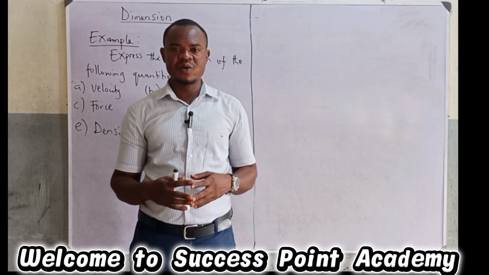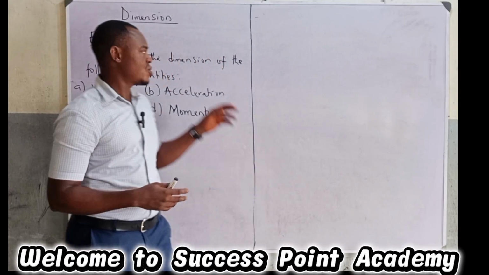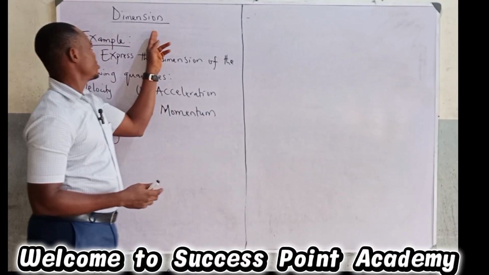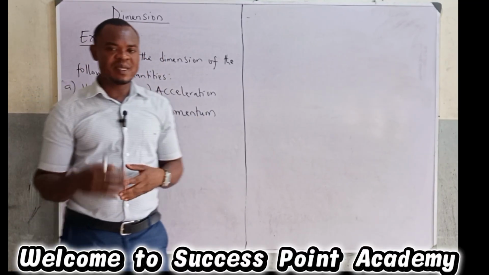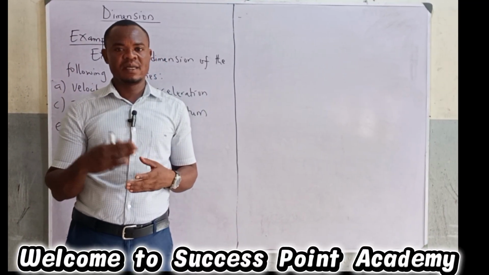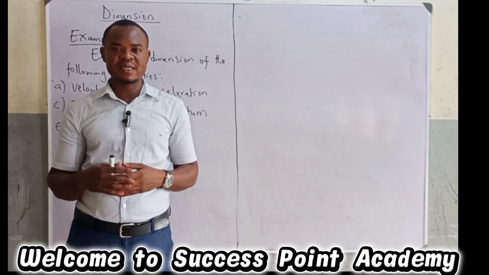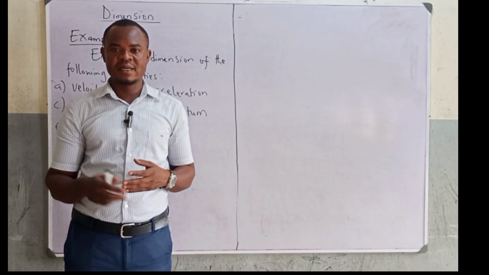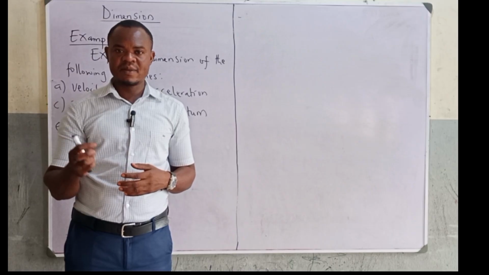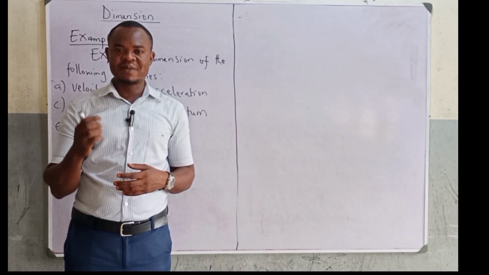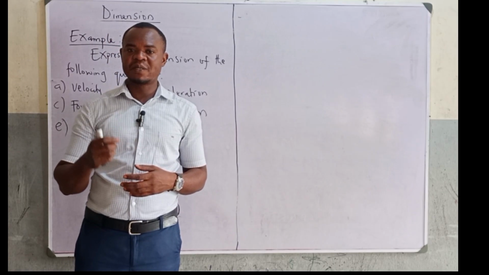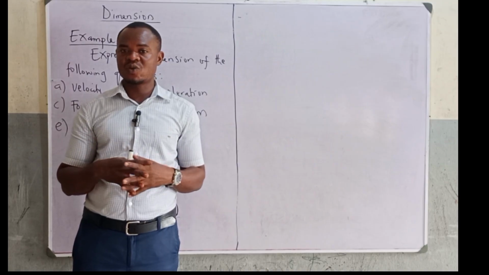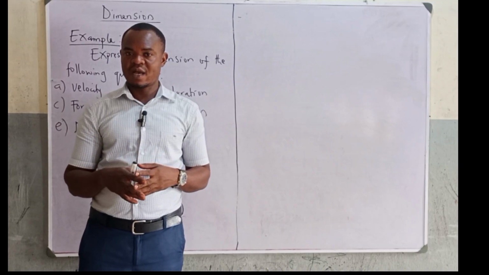In this video we are going to learn dimension. Dimension simply indicates how mass, length and time are represented by their initial capital letter. Length, time, mass, they are represented by their initial capital letter. That's what dimension is all about.